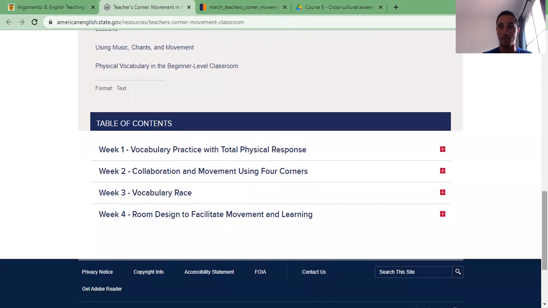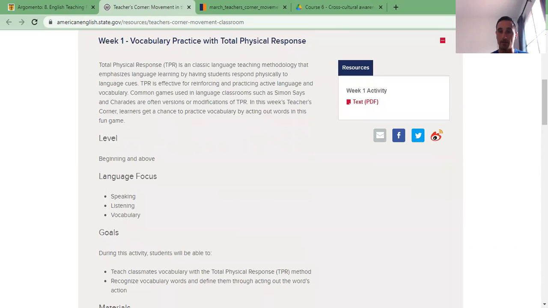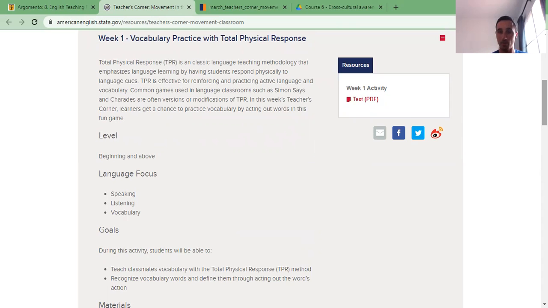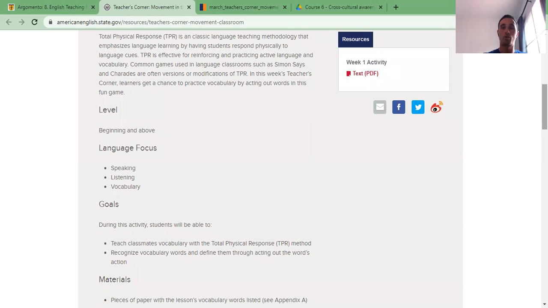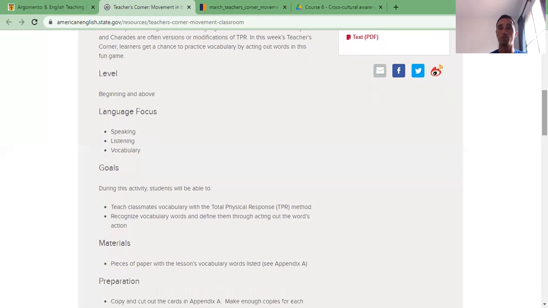One of these is the TPR, or Total Physical Response, which was one of the strategies discussed in our previous classes. And basically, with this activity, students play a game where one student says a vocabulary word and two other students race to respond with the correct action.